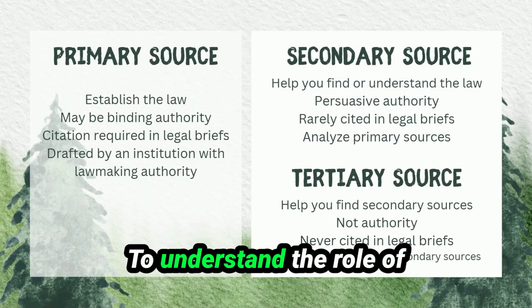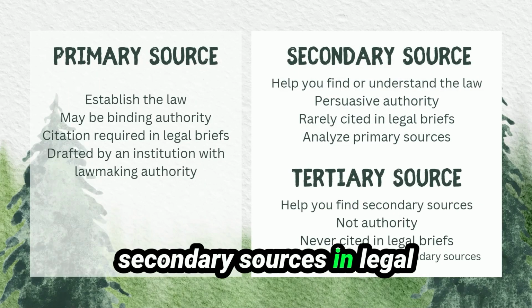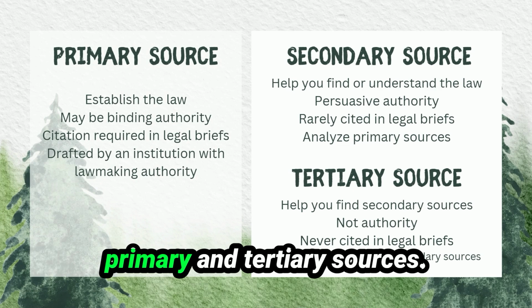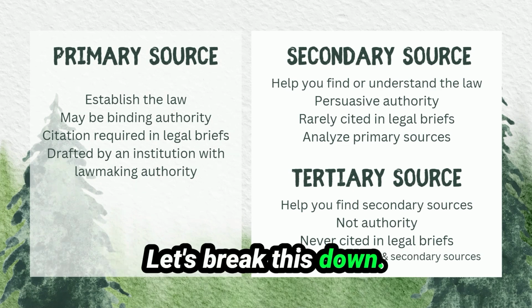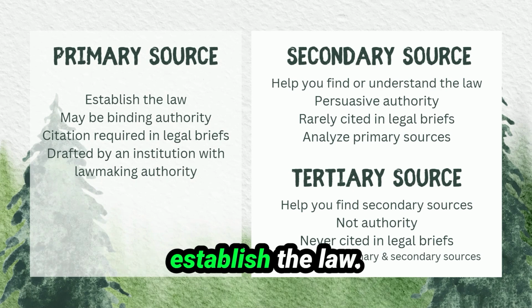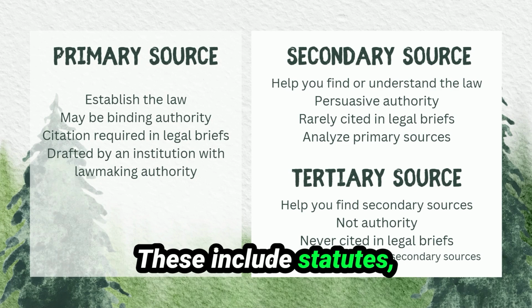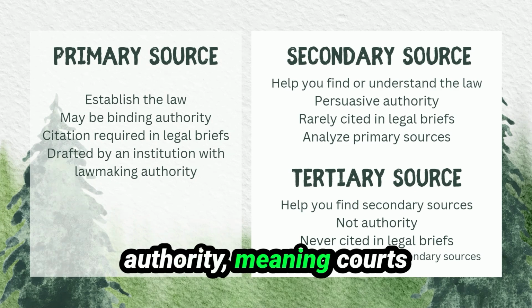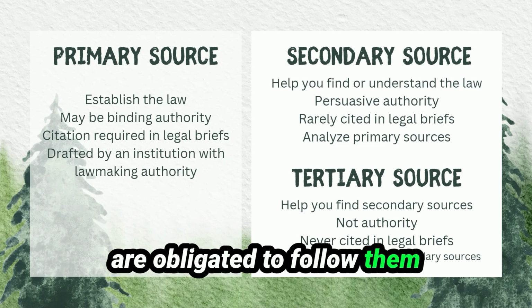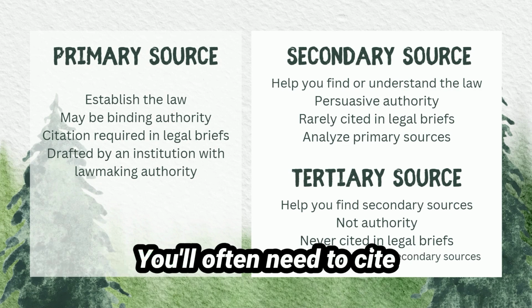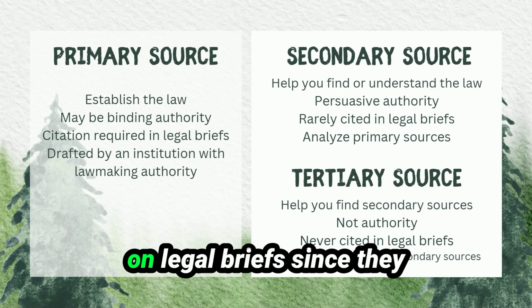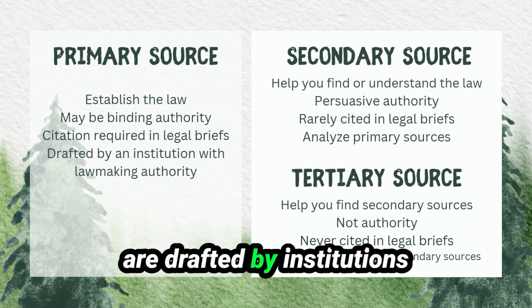To understand the role of secondary sources in legal research, it's important to distinguish them from primary and tertiary sources. Let's break this down. Primary sources establish the law. These include statutes, case law, and regulations. They may be binding authority, meaning courts are obligated to follow them under certain circumstances. You'll often need to cite primary sources from your jurisdiction directly on legal briefs since they are drafted by institutions with lawmaking authority.